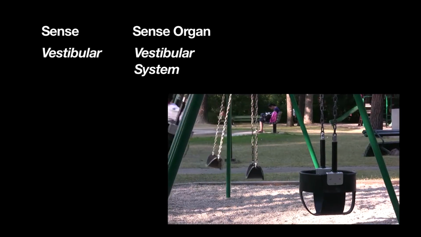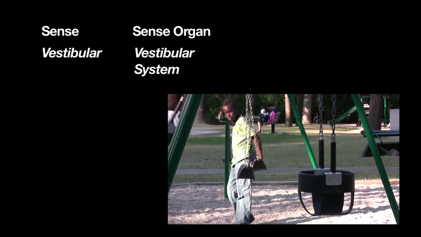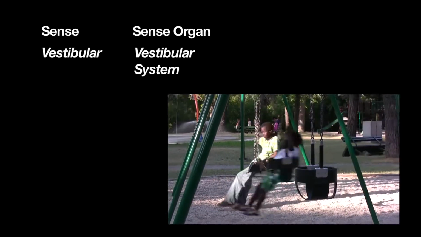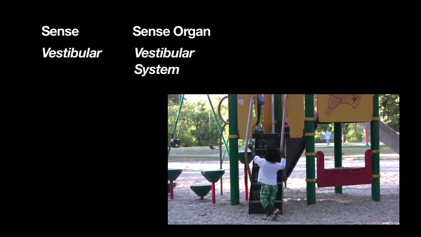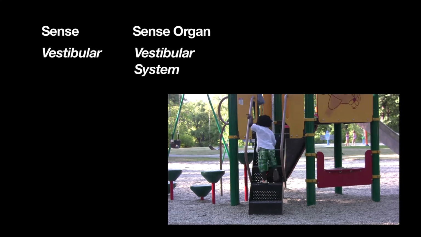It also tells you whether you are speeding up, slowing down, or changing directions. This sense is very important for knowing in what direction and how fast your body is moving, coordinating movements of your head and eyes, and keeping your balance.